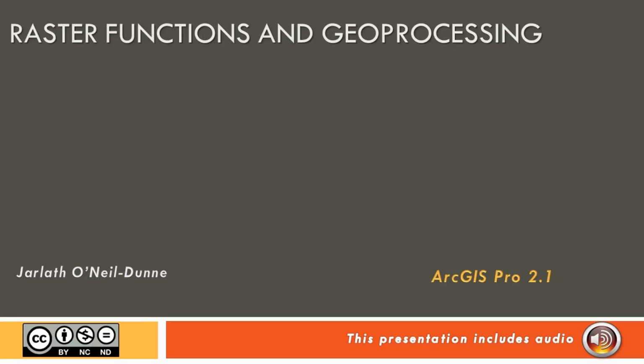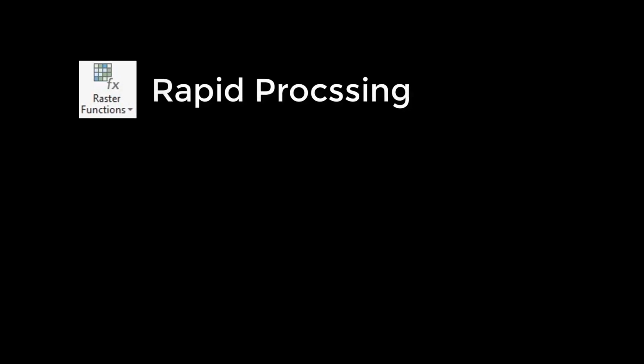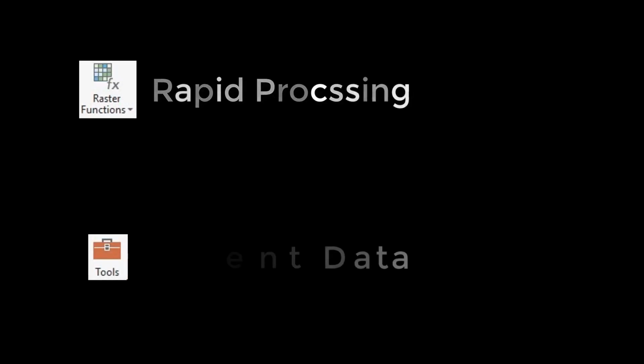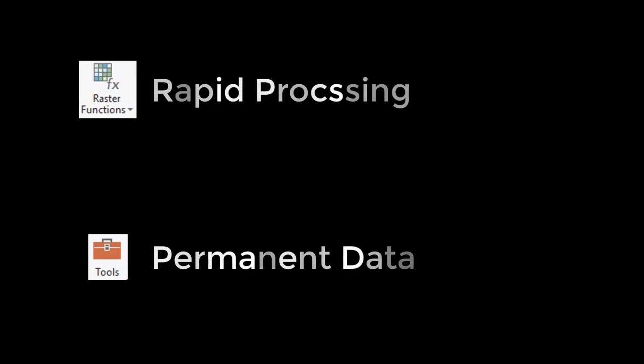This video will introduce you to processing raster data using both raster functions and geoprocessing tools. In general, raster functions are when you need quick, fast temporary output, and geoprocessing tools, you'll use those when you want permanent data. There's not complete overlap in terms of the functionality between raster functions and geoprocessing tools, so it's important to keep that in mind.